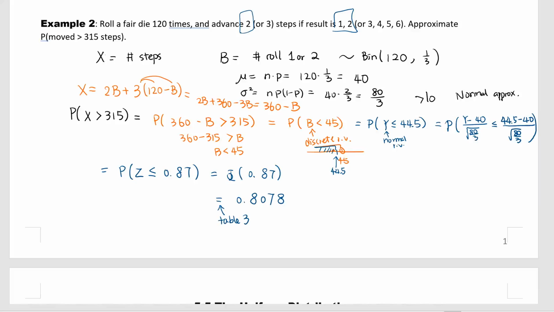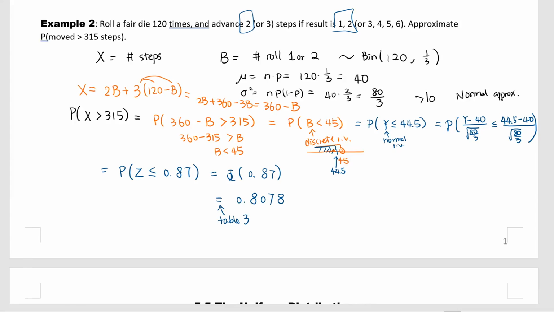So the B is the number of row 1 or 2, okay? So getting row 1 or 2 is considered a success. So B is the number of successes in 120 trials. So that is the binomial distribution. So you're going to relate X to the B, and then you use the continuity correction, use the normal random variable to approximate it. So that's why we get the Y.